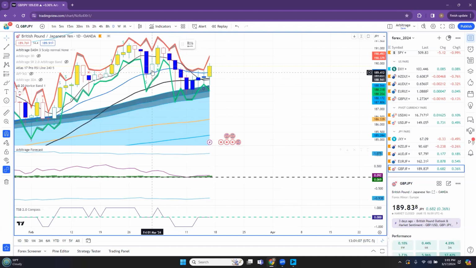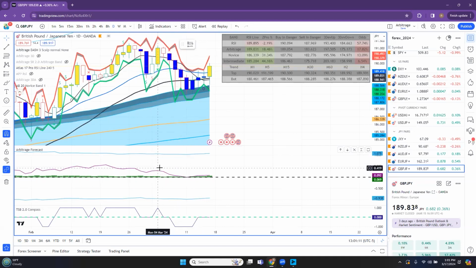GBP JPY fell for almost a week solid, and that falling only got it to the decision point where it said, nah, not yet, and we continue on. So it's still above, so it technically still can continue in the uptrend that it has been doing for quite some time. So not yet, but we're getting a whole lot closer.